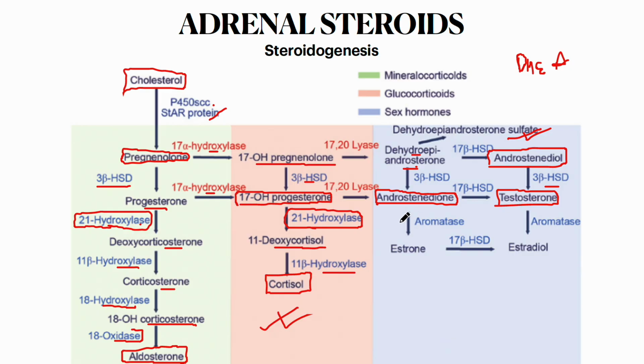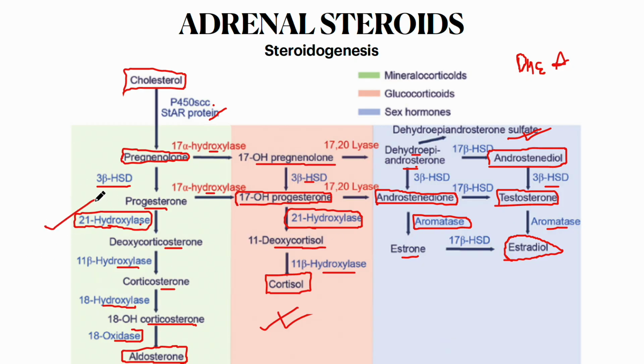and androstenedione in the presence of aromatase enzyme. This is the most common, you have to remember this enzyme. Androstenedione will be converted into estrone, and in the presence of 17 beta HSD, it will get converted into estradiol, right? Also, testosterone gets converted into estradiol in the presence of aromatase enzyme. So there are three enzymes that you have to remember here.